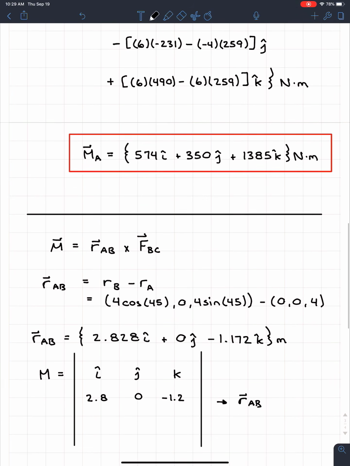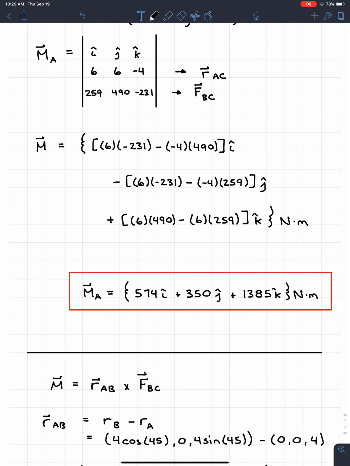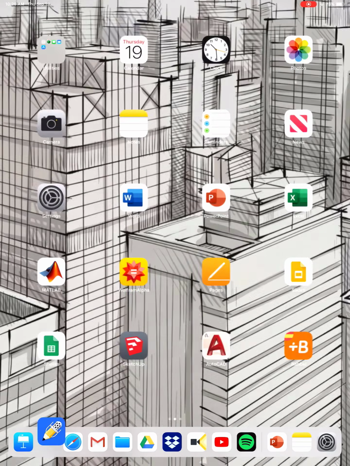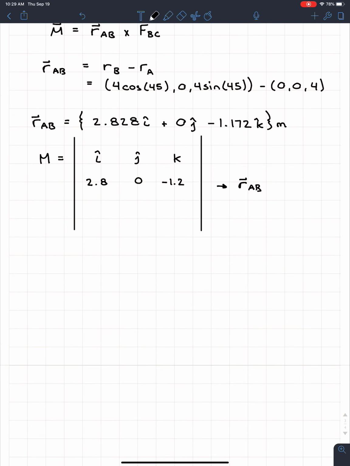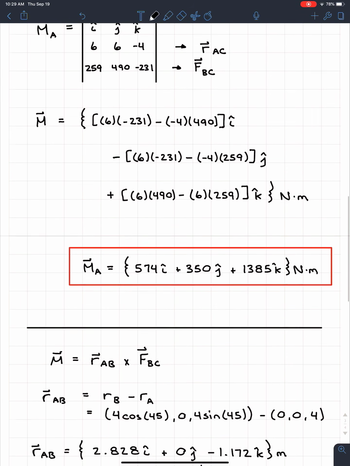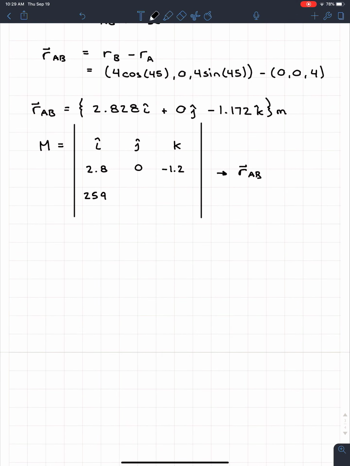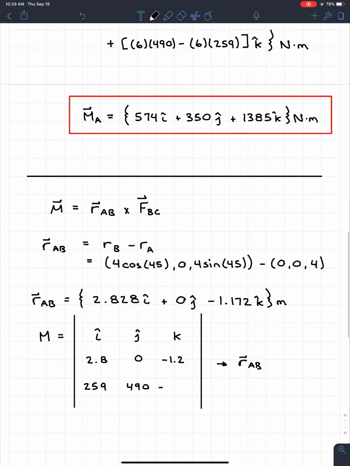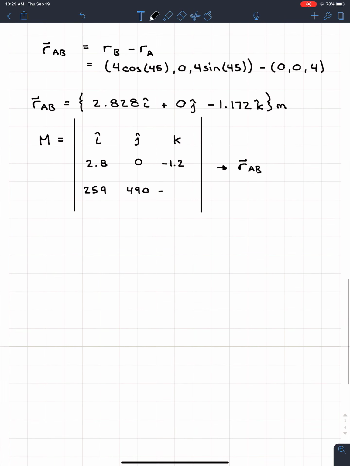So the force vector that goes in the third row doesn't change, so we're going to get 259, and then we're going to have 490. And my last one was negative 231. I'm just going to move the negative over, or else it looks like I'm going 490 minus something. So this is what we get.